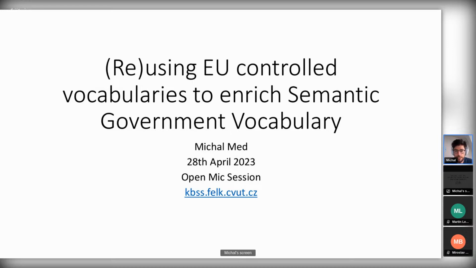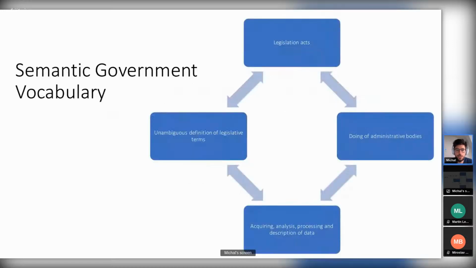So in the first two slides, this is just for the record that we have some semantic government vocabulary in the Czech Republic, and the basis behind it is that everything the administrative bodies do is based on the legislation acts. And in those legislation acts, we are using or reusing some of the terms, and those terms therefore need to be defined unambiguously, which is not always true.